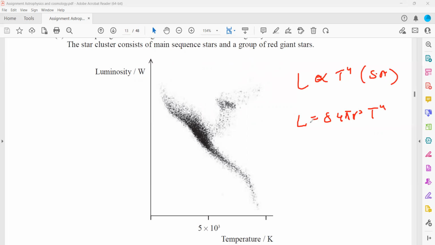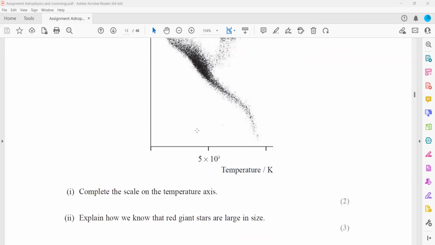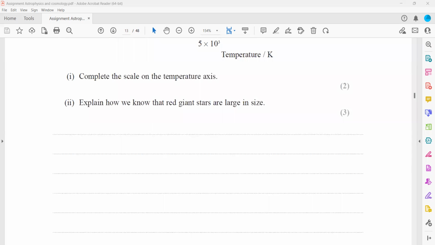So even though these red giants have a low temperature compared to the others, their size is big. That's why the luminosity is higher. So how can we show from this that the red giants have a larger size? According to the scale, the temperature is low, so they should have low luminosity. But because they have a high luminosity, it shows their size is much bigger.